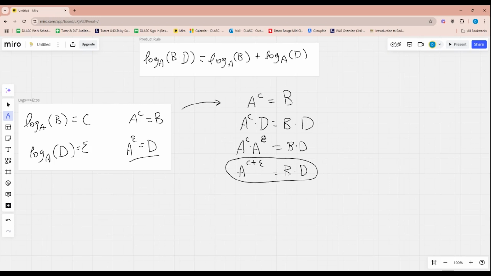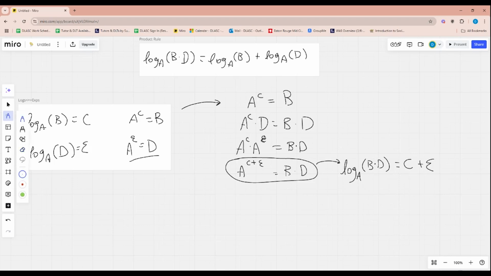Now I have this relationship. And using the way that logs are related to exponentials, I can say that if this is true, then log base a of b times d must be equal to c plus e. That has to be true.